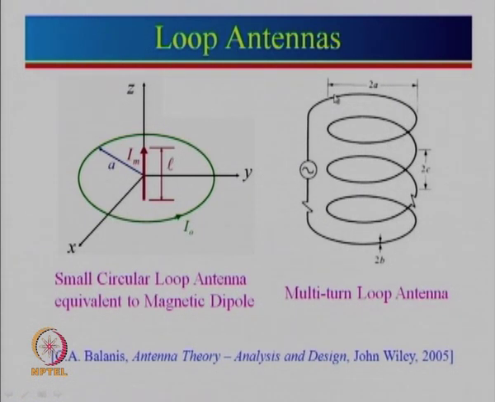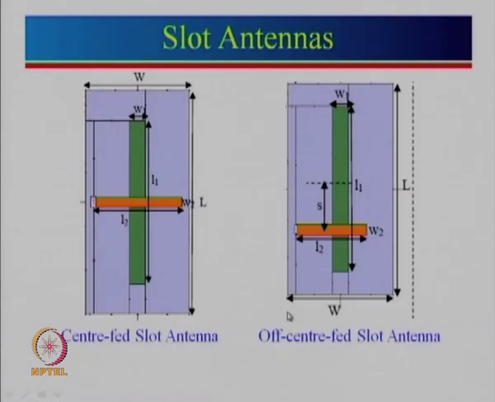So, multiple turn antennas are used for better impedance matching, and a lot of these figures I have taken from the Balanis book. A slot antenna is nothing but a complement of a dipole antenna. We had seen that the dipole antenna is nothing but a metallic thing here.